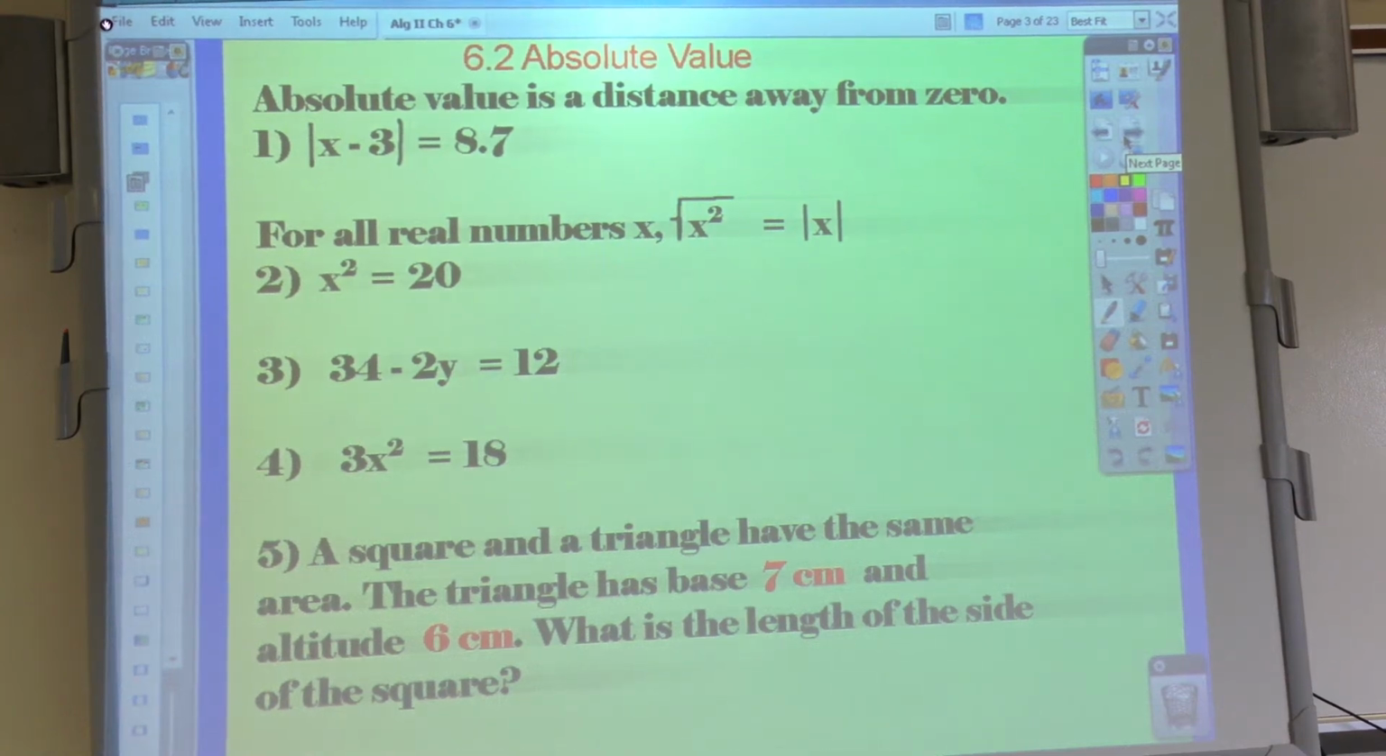This is section 6.2, absolute value. An absolute value is simply a distance away from 0. Thus, my absolute value always must be positive. As we all know, distance must be positive.